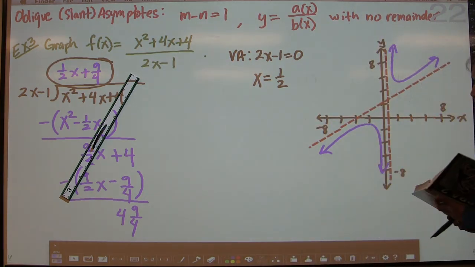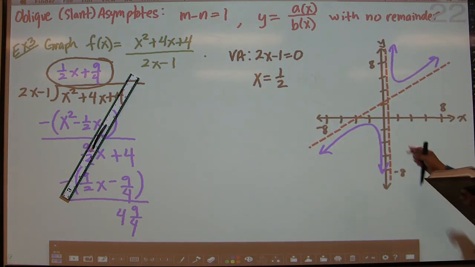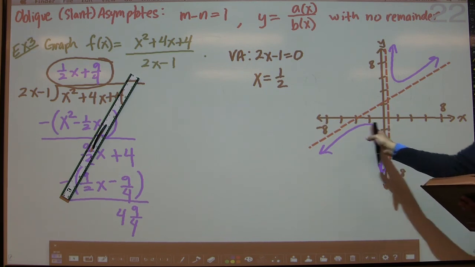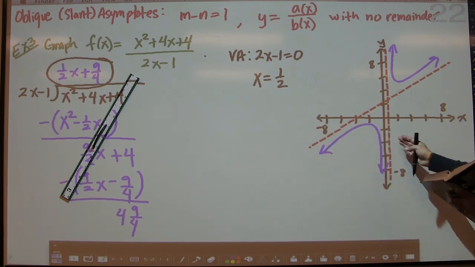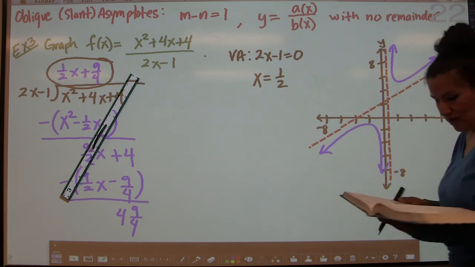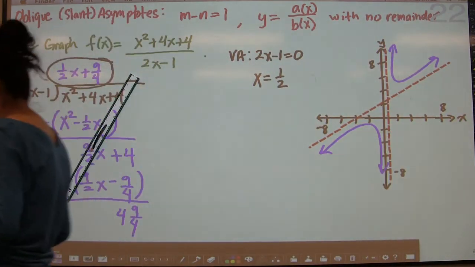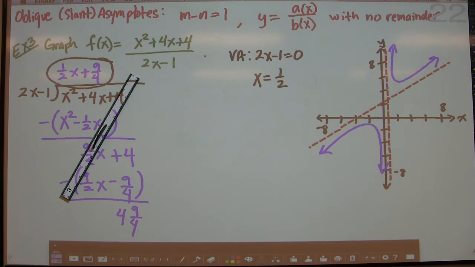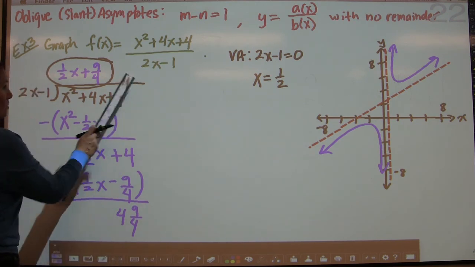But again, you can get those values by picking values for x that are before 1/2 and after 1/2, and then you'll be able to fill in the rest of your graph there. So I hope that you understood how to find the oblique asymptote. You basically do long division and ignore the remainder, and this equation is going to be linear. It has to be linear, otherwise it wouldn't be a line. And so that will be your oblique asymptote, and then you graph it like you would y equals mx plus b.